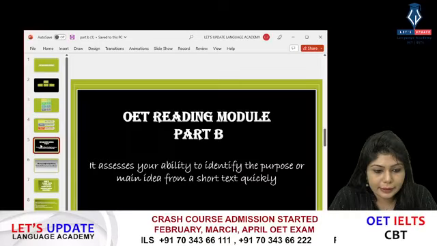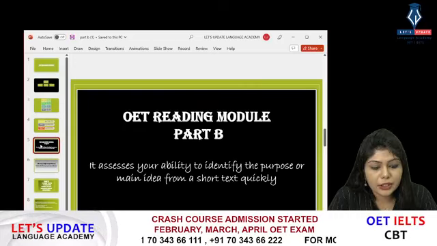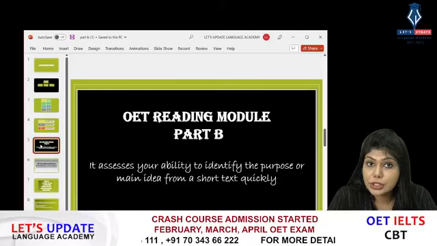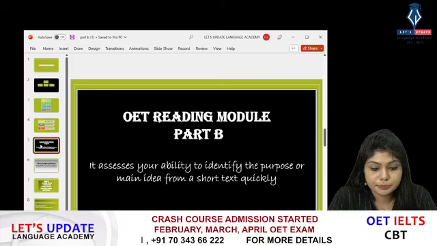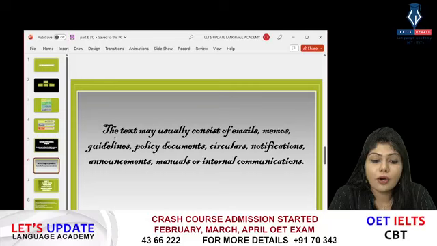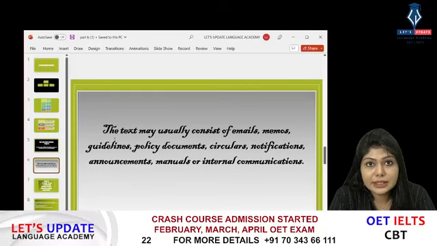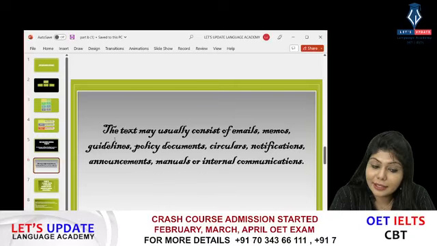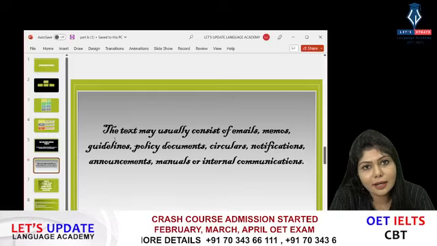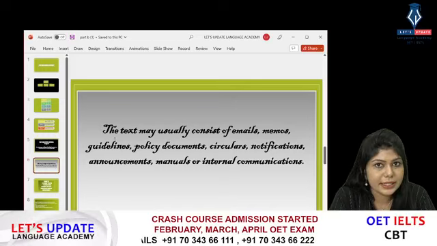Regarding OET reading module part B, what I need to tell you is that it assesses your ability to identify the purpose or main idea from a short text quickly. The text may usually consist of emails, memos, guidelines, policy documents, circulars, notifications, announcements, manuals, or internal communication. So these are the kinds of categories from which you can expect the extracts.